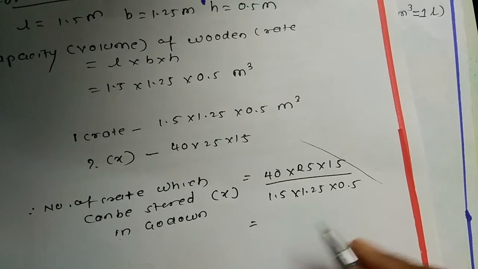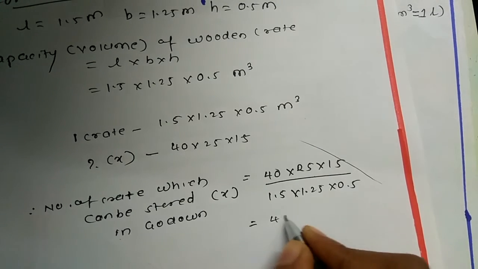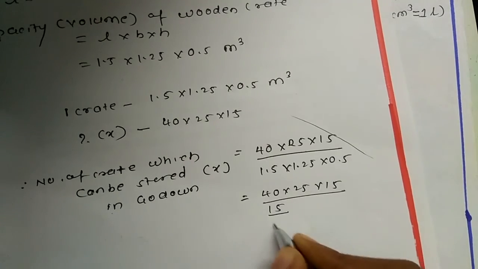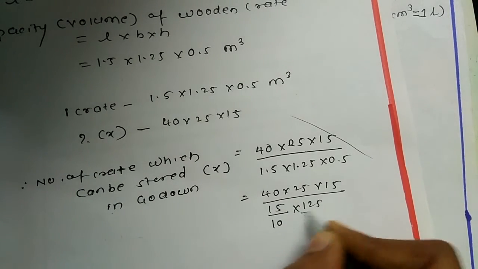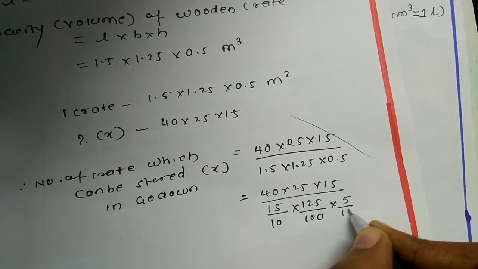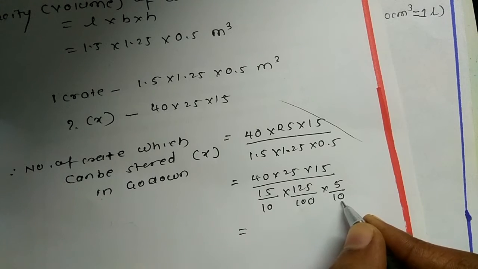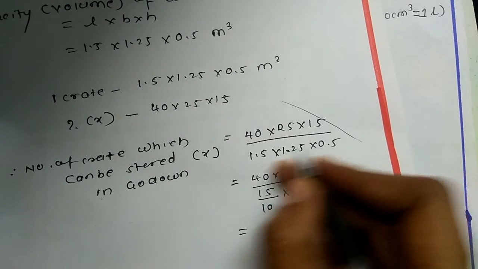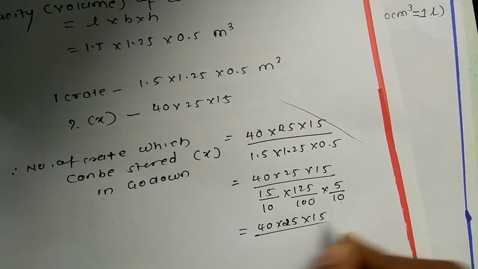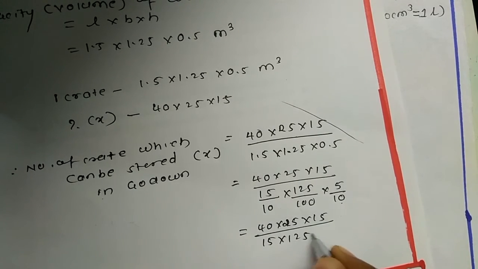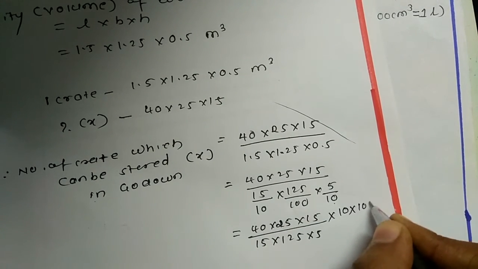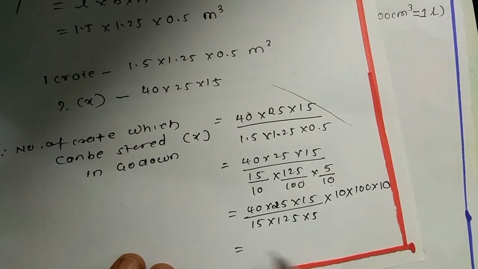Now we are going to convert them into fractions. So 40 into 25 into 15 divided by 15 upon 10 into 125 upon 100, because there are two decimal places here, and 0.5 is 5 upon 10. So the 10, 100 and 10 will be multiplied with the numerator: 40 into 125 into 15 divided by 15 into 125 into 5, and the 10 into 100 into 10. So you can easily divide this.